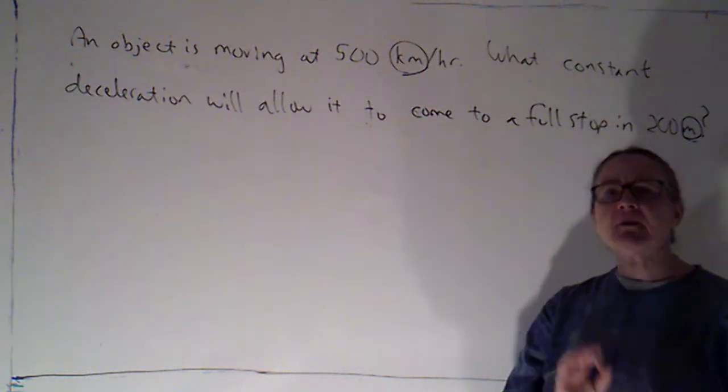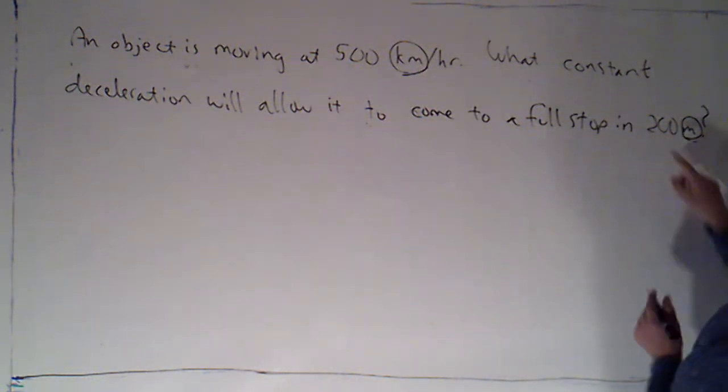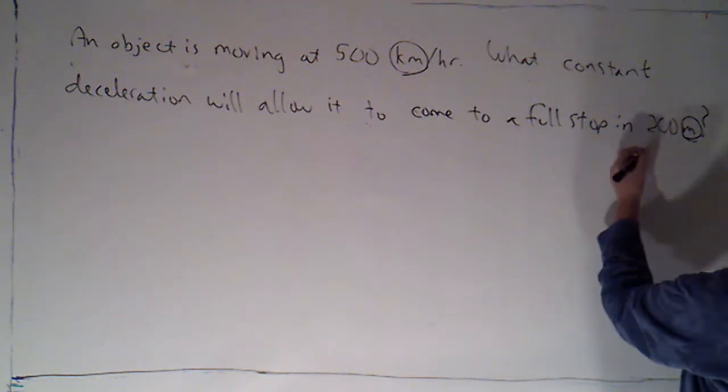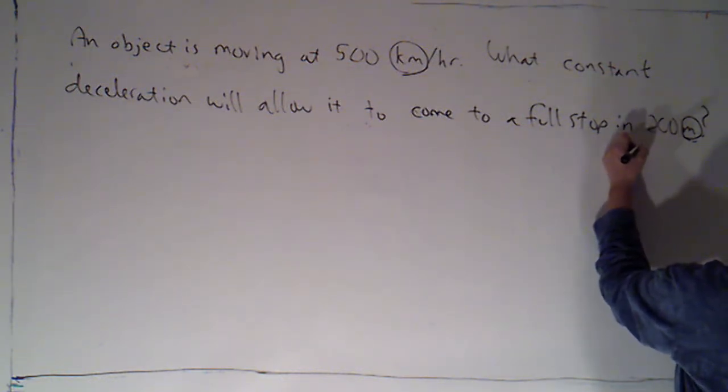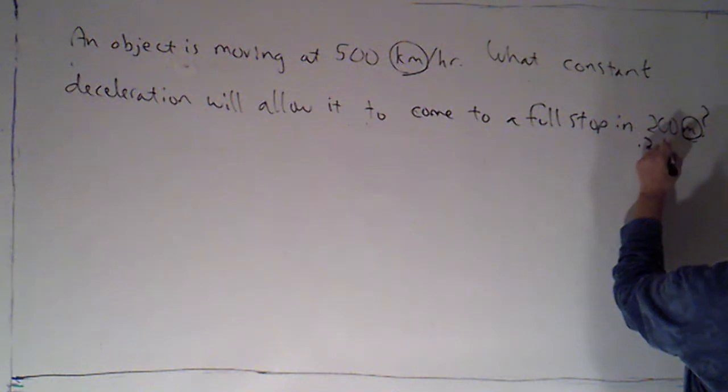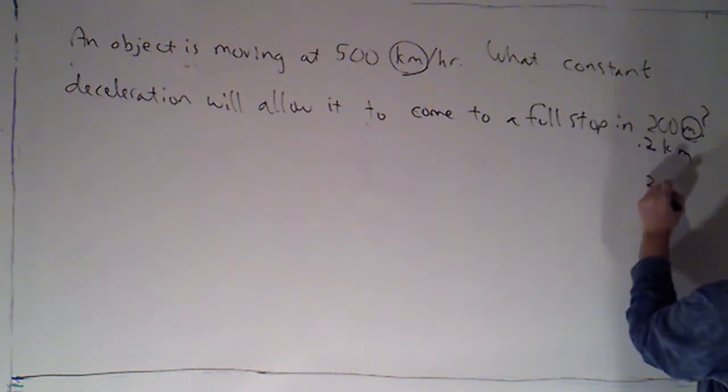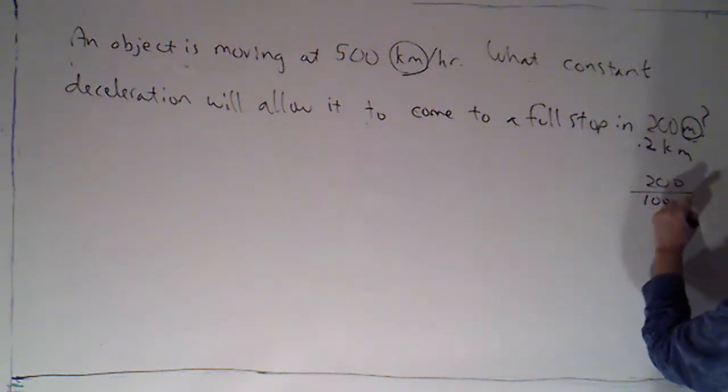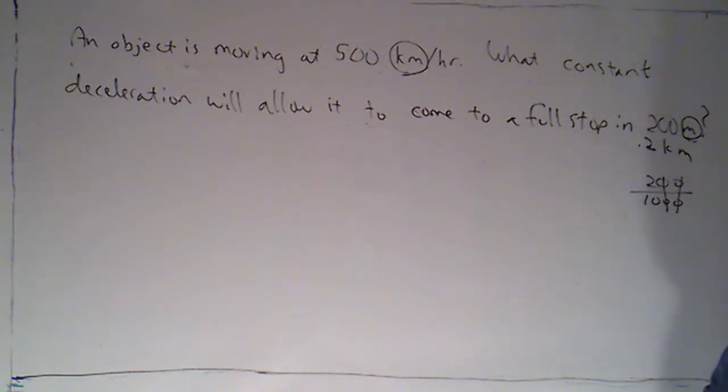So remember, a kilometer is just 1,000 meters. So this is 200 thousandths, or 0.2 kilometers, right? 200 thousandths would be 2/10 of a kilometer, okay? So I can convert that right there, okay?